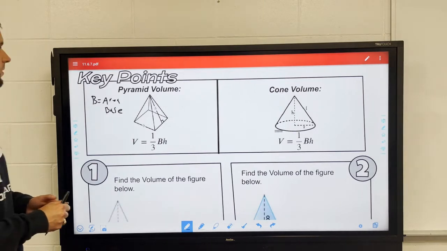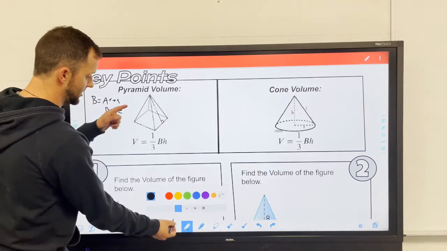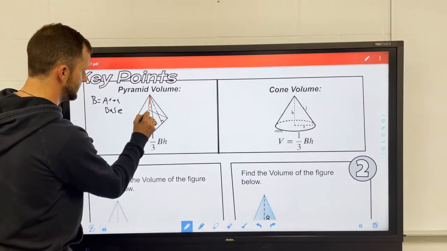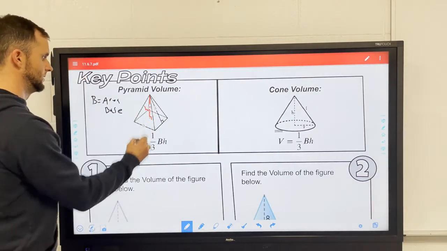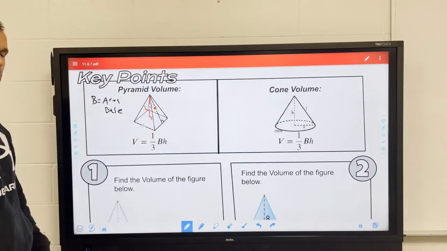Just so you know, right now in the picture I put on here, the H is actually your slant height. So you need to go ahead and draw in, this is your vertical height, which is going to be the actual height you're going to be using today. So don't worry about this one. That's for the surface area that we're dealing with.